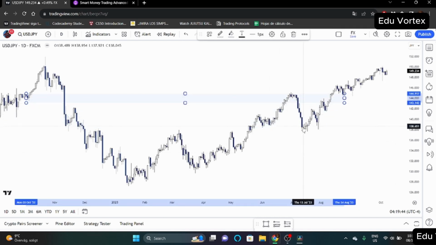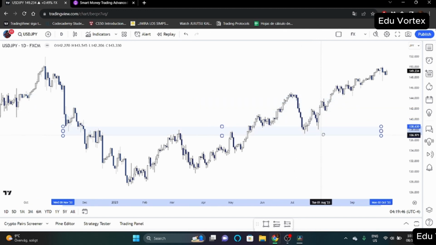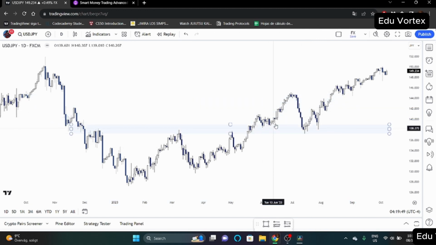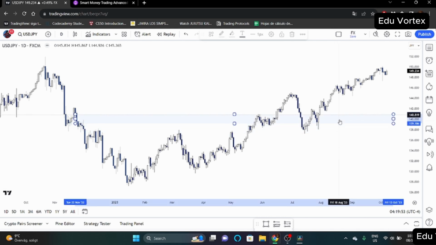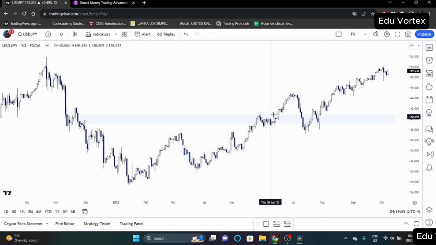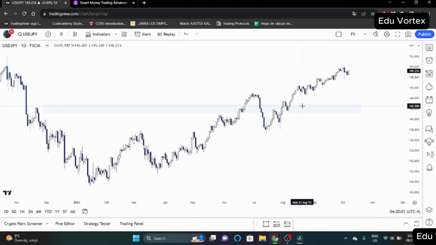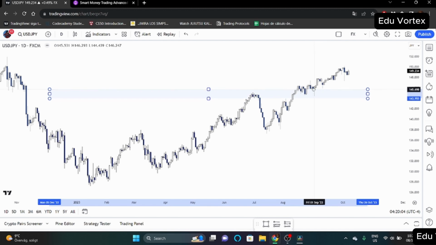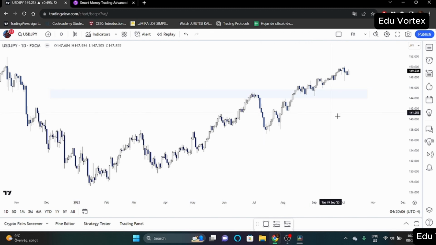Then we distribute. We have our reversal right here below the lows. Where was our phase of accumulation? Right here. We accumulate again. Second phase on this down candle because they buy on the down candles. We accumulate over there again. Where was the other accumulation? There. We accumulate over again.